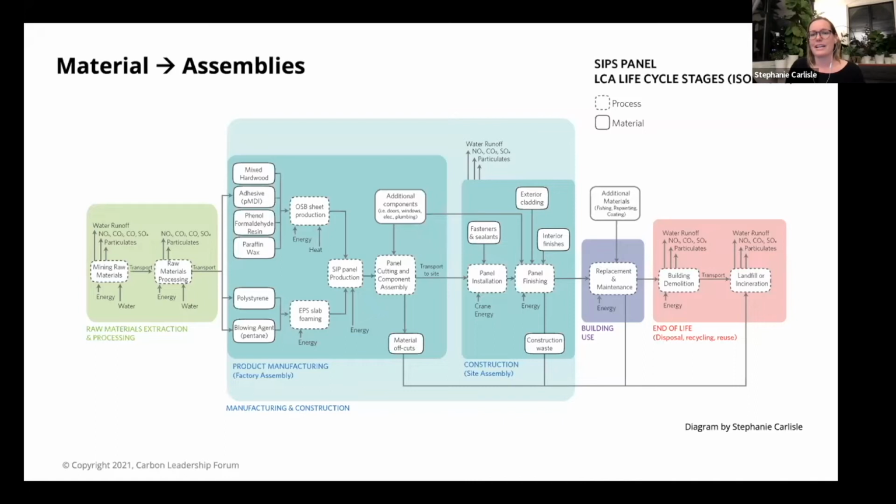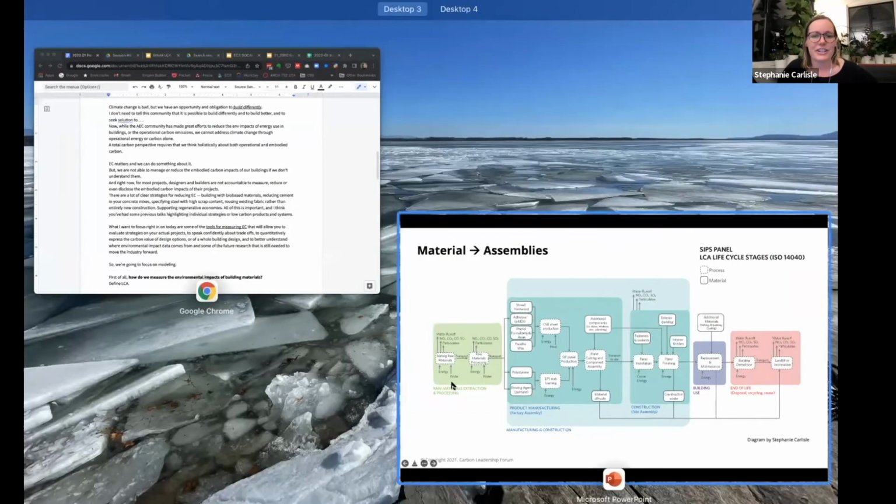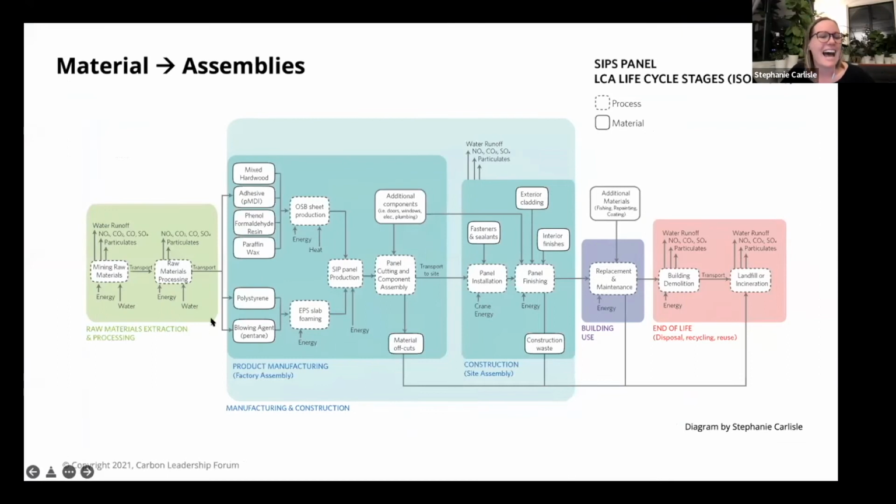So this is a diagram of a SIPS panel. And what's happening here is this is again broken up into life cycle stages. So we're seeing those raw materials coming into that process. We're seeing the wood, the adhesives, the resin, the waxes coming together to make a sheet of OSB. You look at your EPS foam coming in, you have all of the processes.